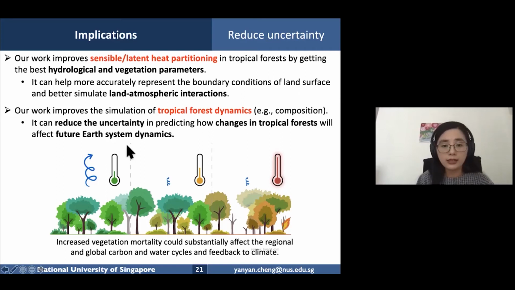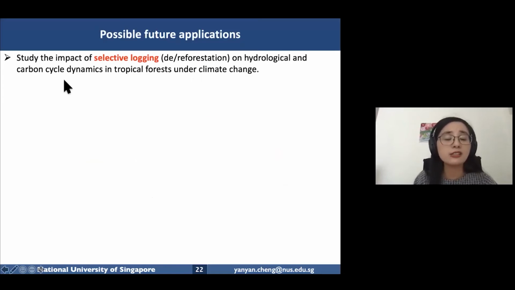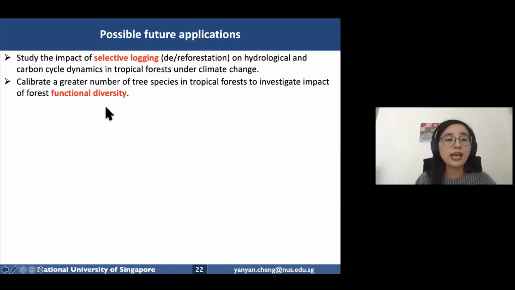And also, we have some possible future applications. Our next study is to investigate the impact of deforestation and reforestation caused by selective logging on hydrological and carbon cycle dynamics in the tropical forest under global change. And also, we can calibrate an even greater number of tree species, in addition to the early and late successional tropical forests, to help us understand the role of forest diversity. This also has very important implications for forest management.